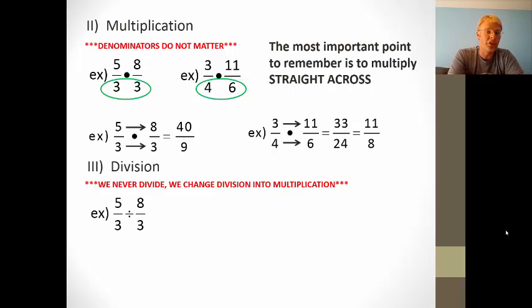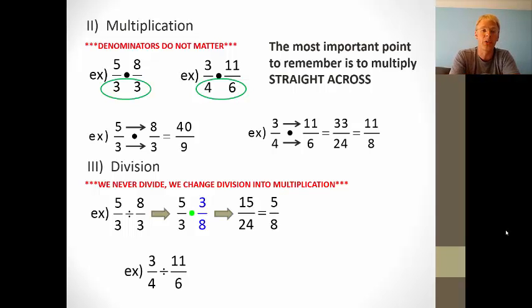So if we have 5 over 3 divided by 8 over 3, what we're going to do is change the division into multiplication. But when we do that, something else has to change. And what that change is we are going to flip or take the reciprocal of that second fraction. So instead of 5/3 divided by 8/3, we're going to have 5/3 times 3 over 8. Now it's just multiplication, straight across and simplify.